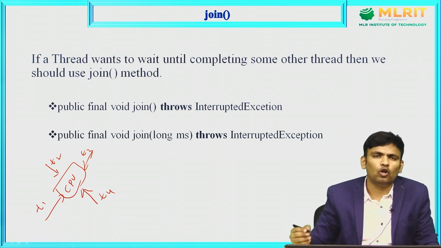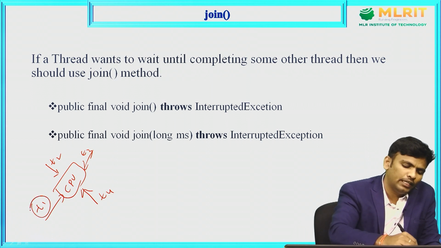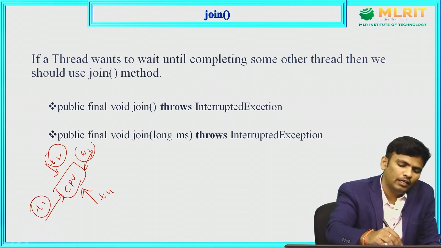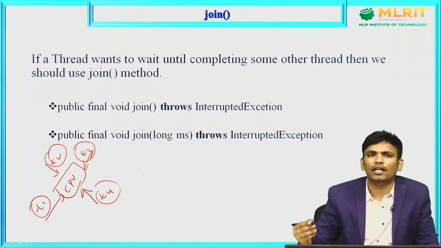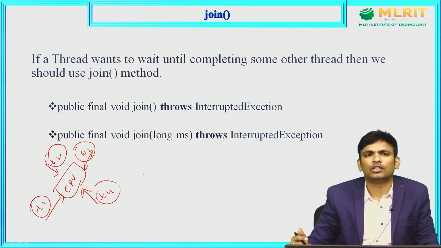Okay, we cannot predict the exact order here. Why? Because every thread in a multi-threading environment is an independent part. Independent means they have one separate space and they will execute independently.